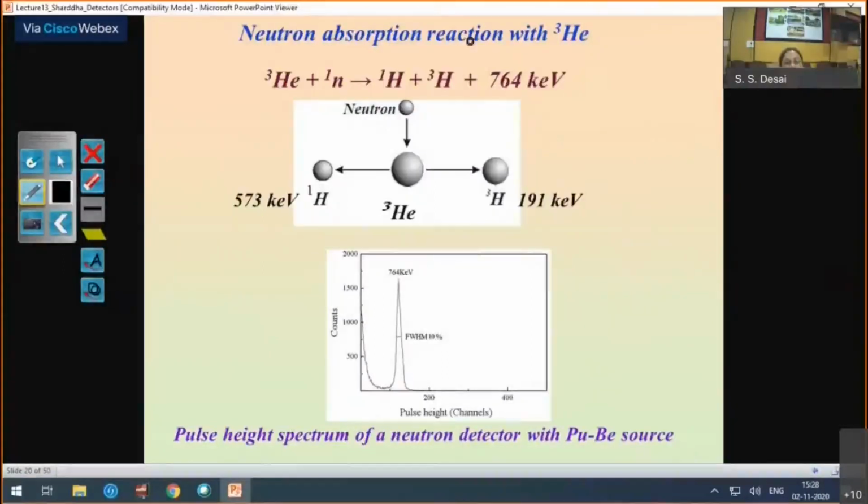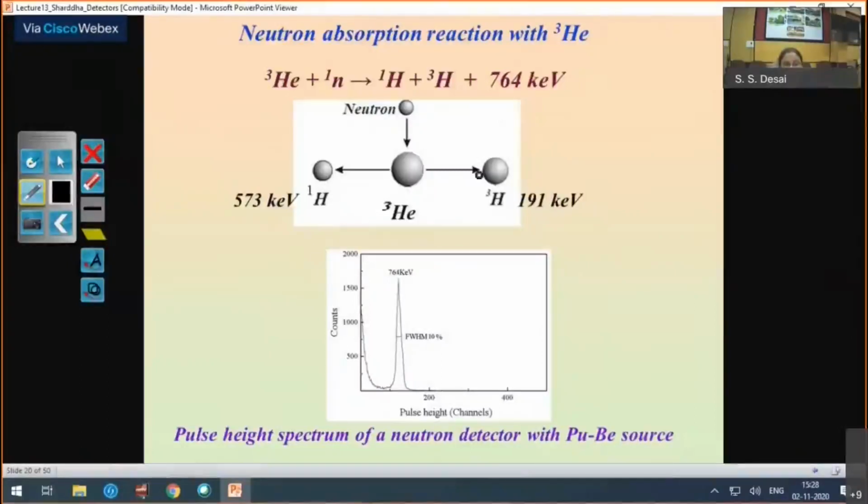Okay. So, neutron absorption reaction. Now we will study the helium-3 and neutron absorption reaction in slightly more detail. As I have told you, it is an n,p,t reaction. On neutron absorption with helium-3, a proton and a triton are emitted, and this is the Q energy of the reaction. 764 keV is the Q energy. It is distributed in these two charged particles, and it appears as kinetic energy of the charged particles.